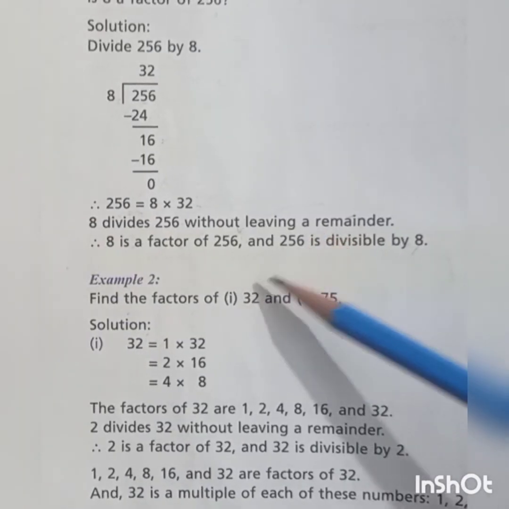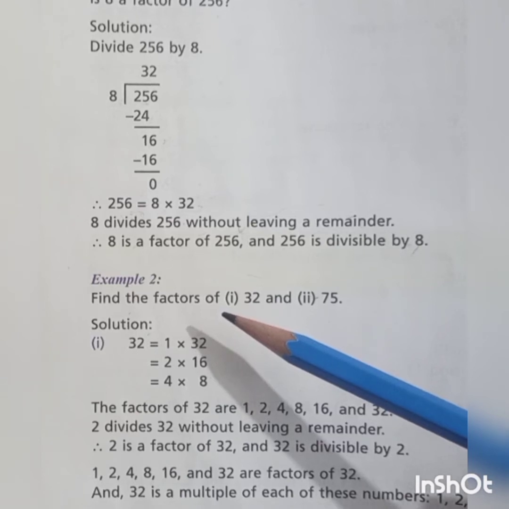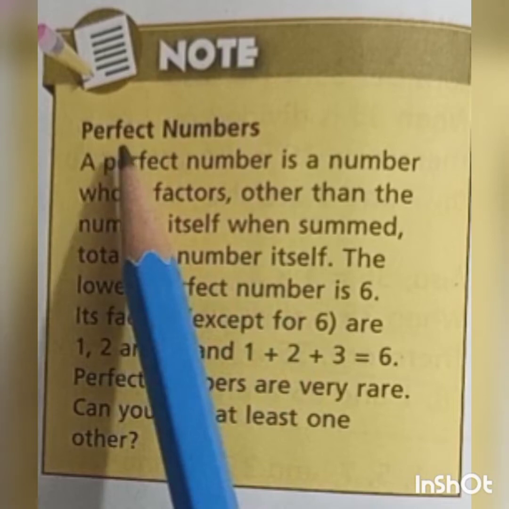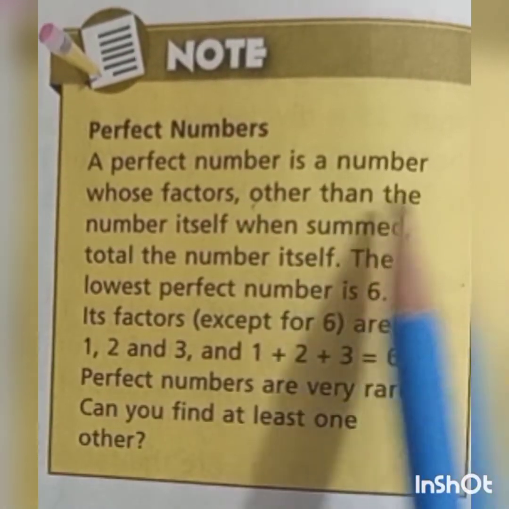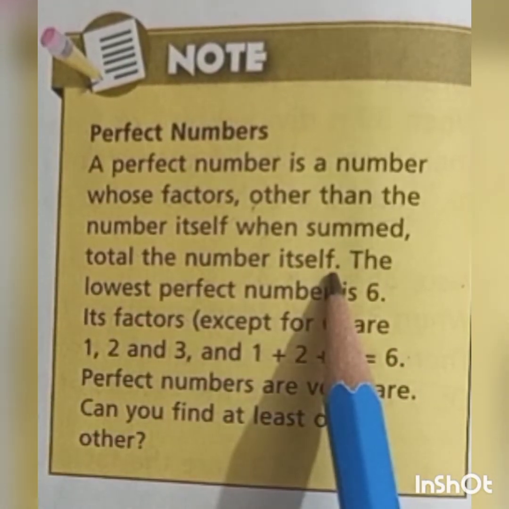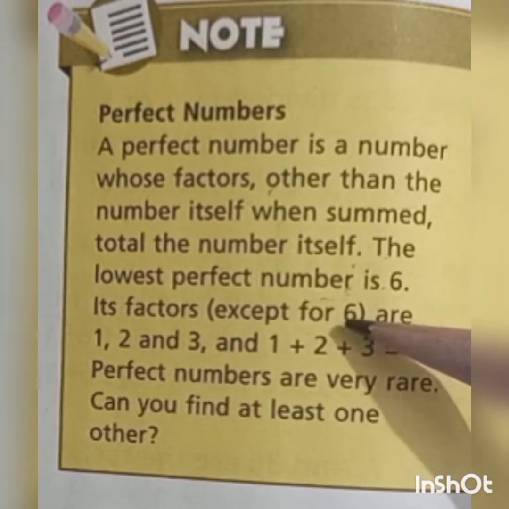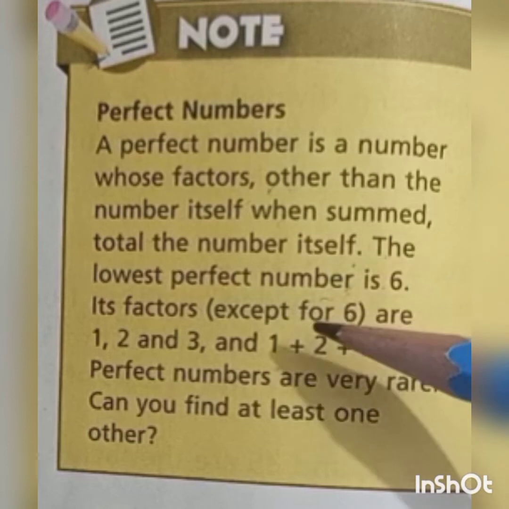Students, practice examples number 2 and 3 by yourself, as I have explained all about factors. Let's see, here is a note about perfect numbers. A perfect number is a number whose factors other than the number itself, when summed, total the number itself. It means that a perfect number is a number whose factors, when we add them up except that number, total the number itself.